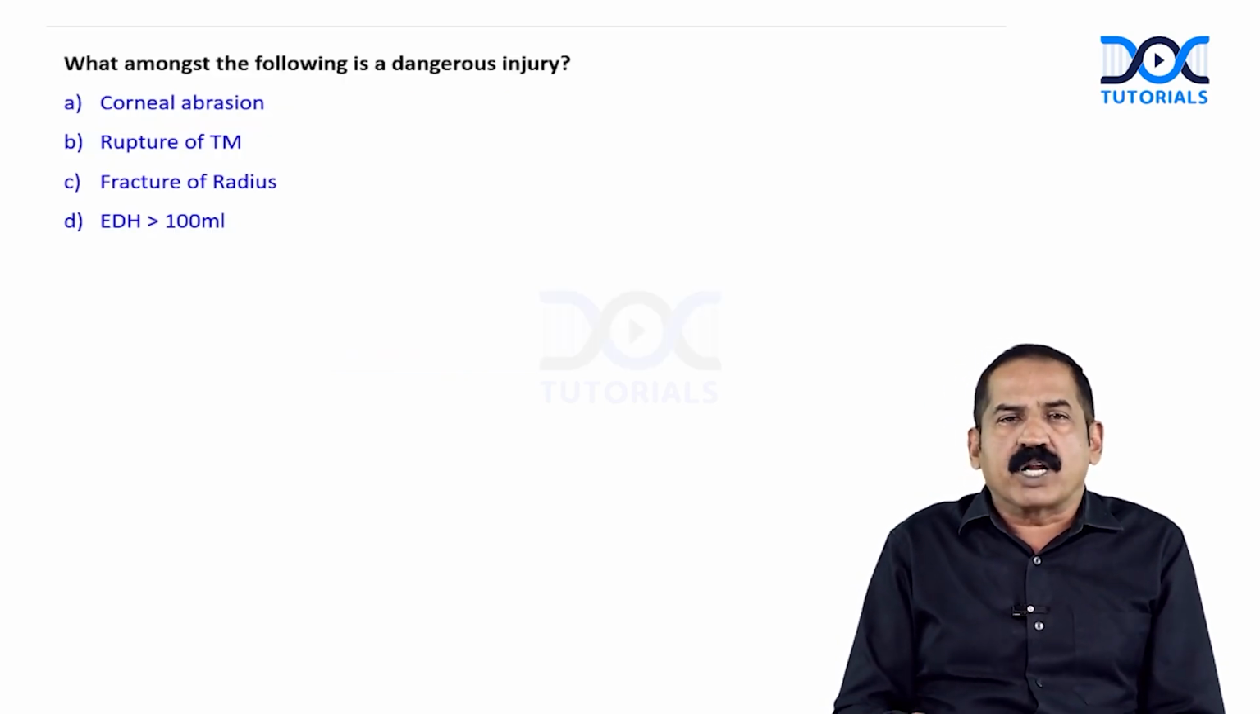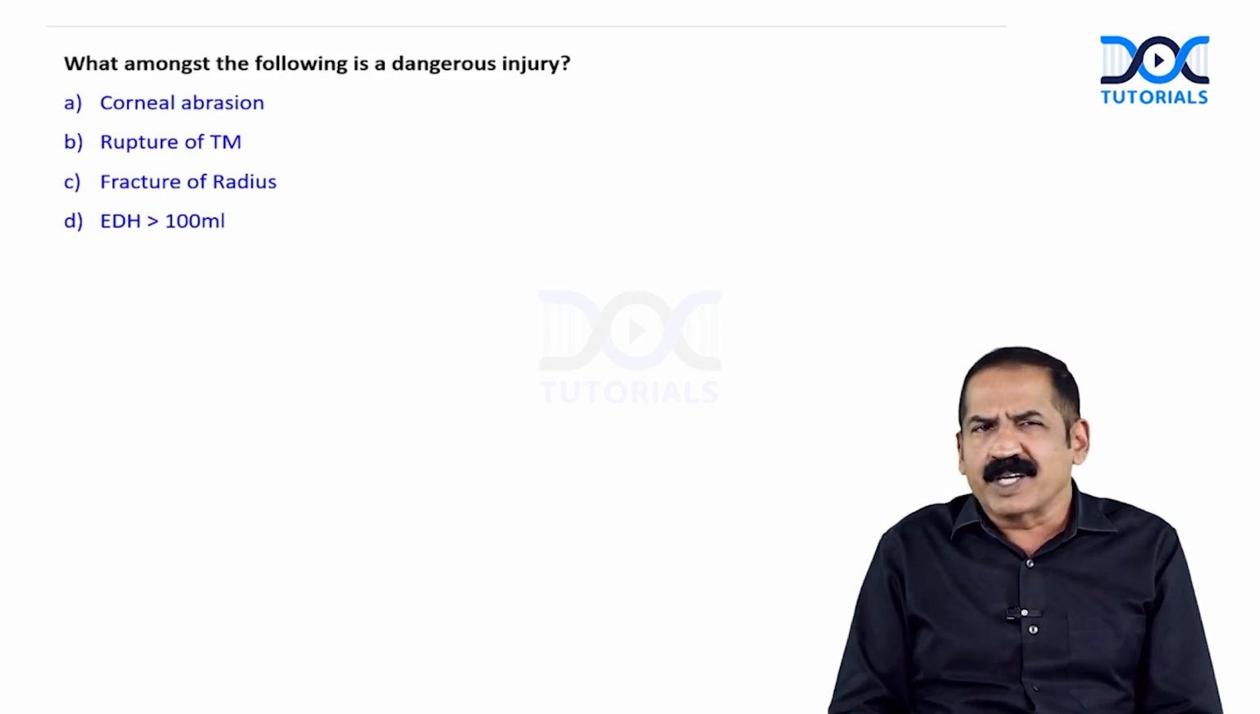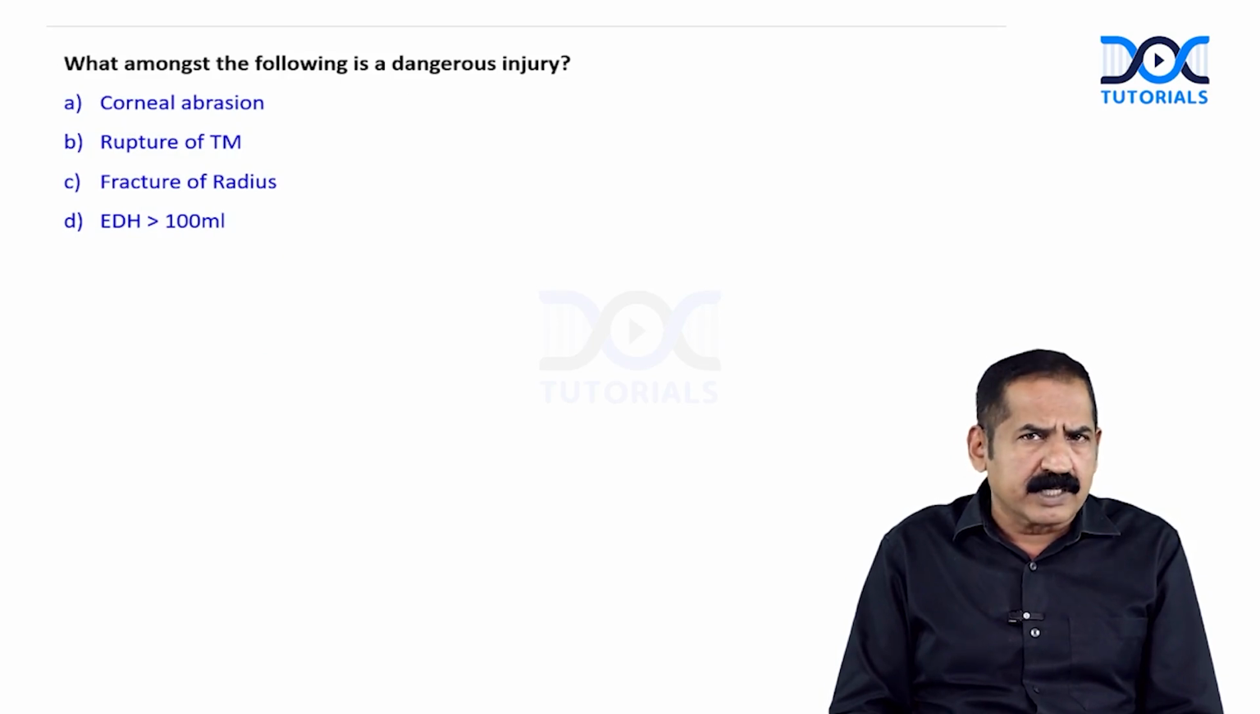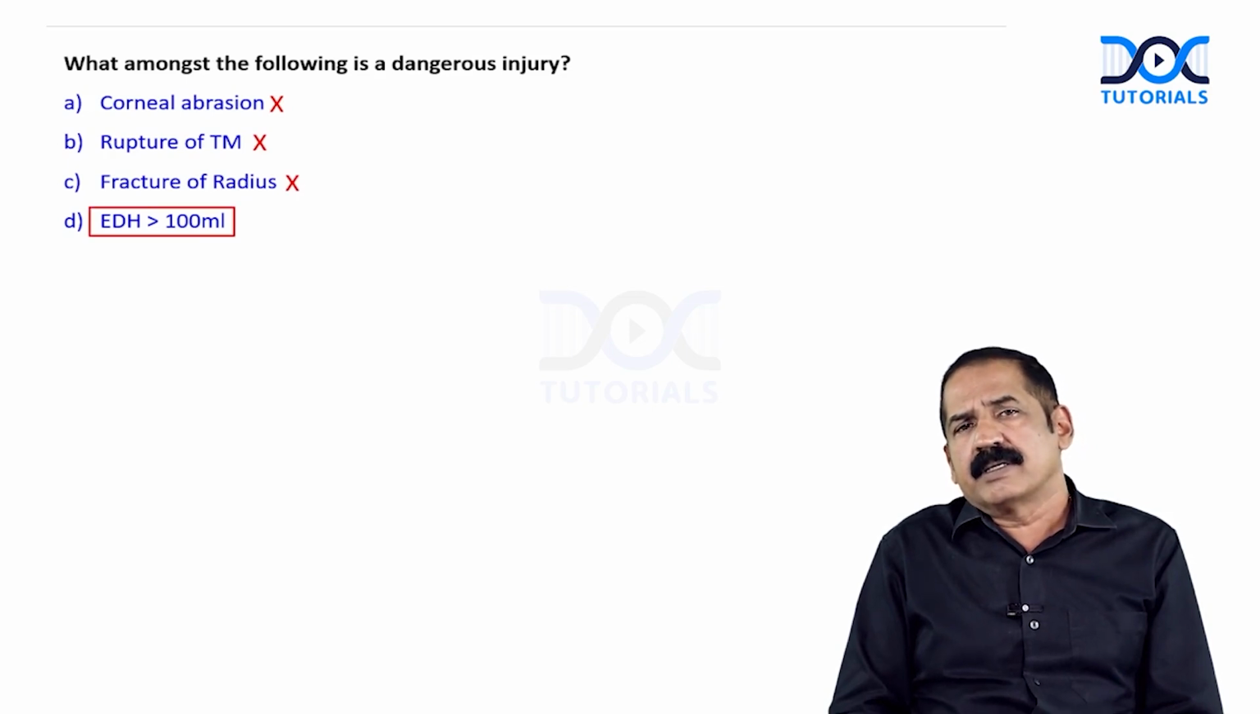Now, what amongst the following is a dangerous injury? Corneal abrasion is a grievous hurt but not a dangerous injury. Rupture of tympanic membrane is a grievous hurt but not a dangerous injury. Fracture of radius, it is not a major bone like a femur. It does not pose immediate danger to life, but extradural hemorrhage more than 100 ml, definitely dangerous injury.